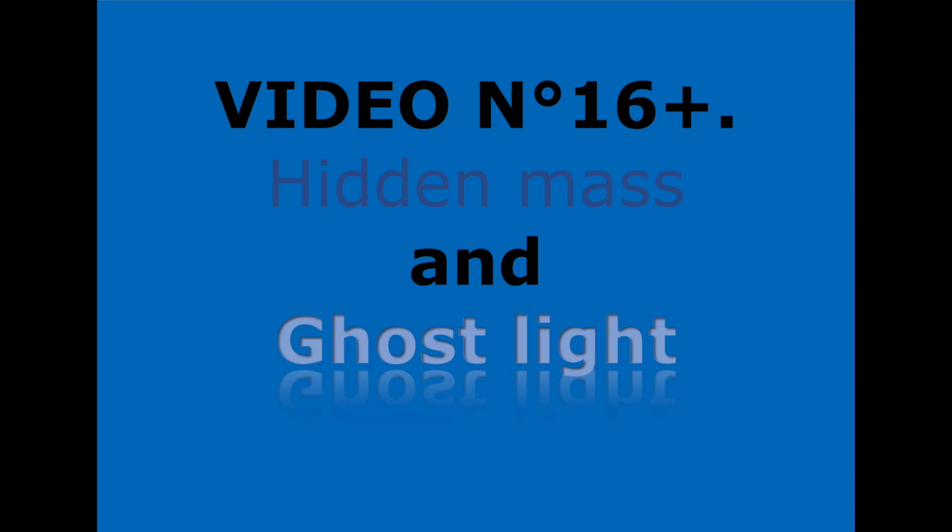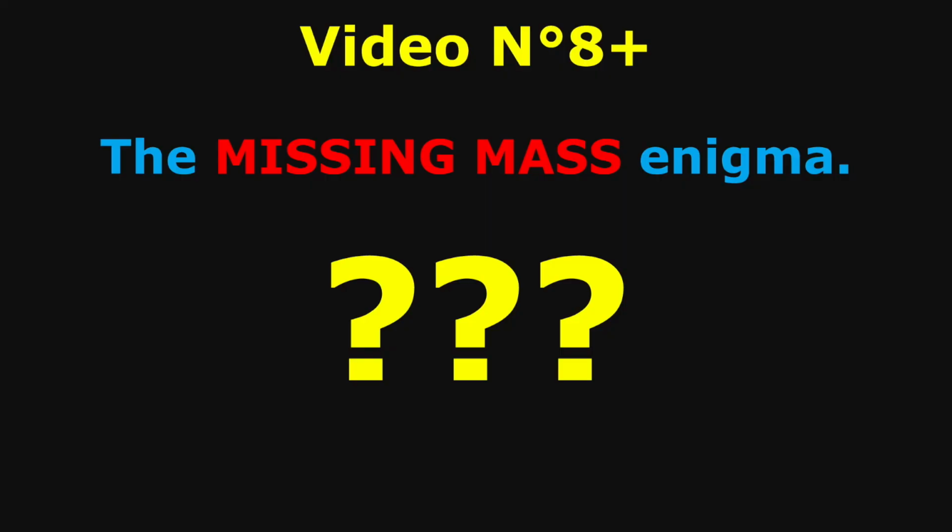Video number 16 plus. Hidden mass and ghost light. Hello everyone. In the previous video, number 8 plus, I mentioned the so-called dark matter problem, initially called by Zwicky the hidden mass enigma. Of course, a distant matter that does not emit any radiation is invisible for us, but, as we shall see now, other forms of hidden mass can also be considered.